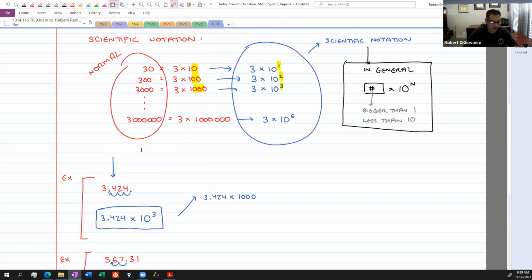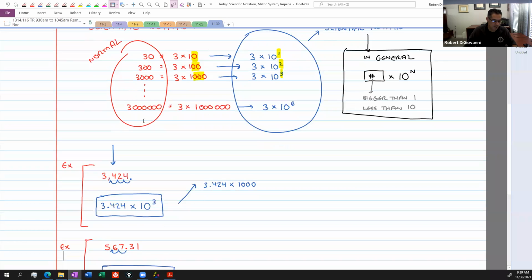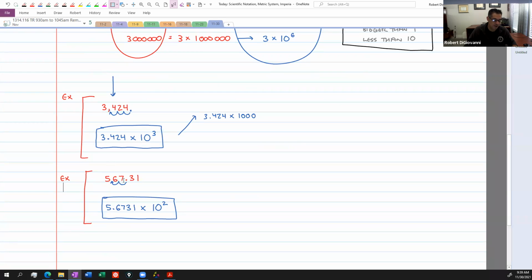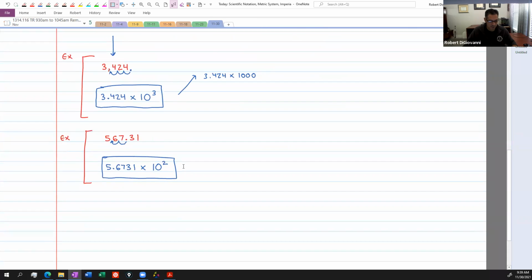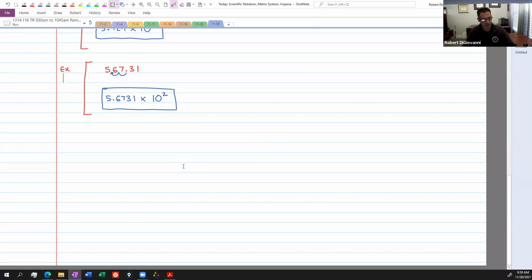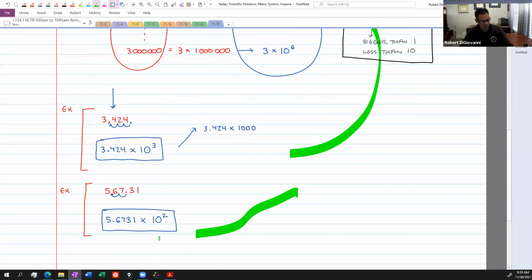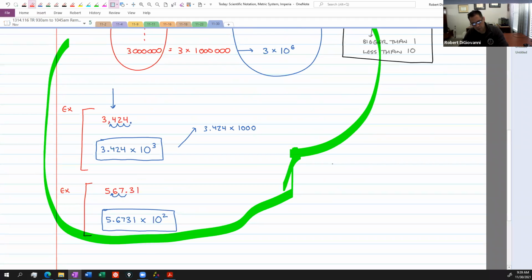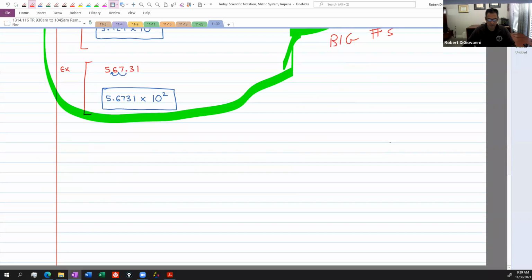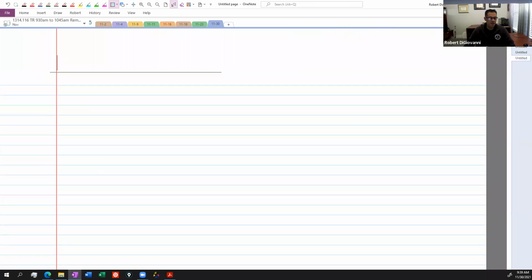So notice that the numbers I've been dealing with so far are numbers that are bigger than 1. All of these: 30, 300, 3,000, 3 million, 3,424, 567.31. Those are all numbers that were bigger than 1. What if we want to look at numbers that are smaller than 1, like really small numbers? Well, that's a little bit different. So let me see if I can make this make sense. For everything we've done here, those were big numbers, right? Now let's look at small ones. So how do things change? So let's take a small number.